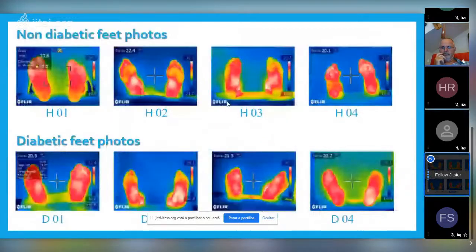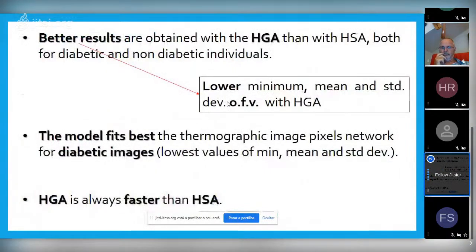So what were our results? We realized that the genetic algorithm was much faster than simulated annealing, and also gave us the best values of the objective function. Lower minimum, mean, and standard deviation were obtained with the genetic algorithm. And we could also see that this function fit best the variation of the temperature for the diabetic images.